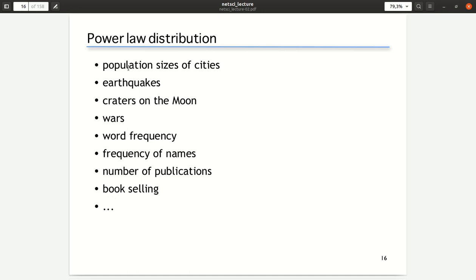So on this slide, we are giving a list of networks coming from real-world measurements, which are showing power law distribution, and it's an impressive list. In fact, we are going to get back to this later on. Okay, I'm just showing you this one for now.